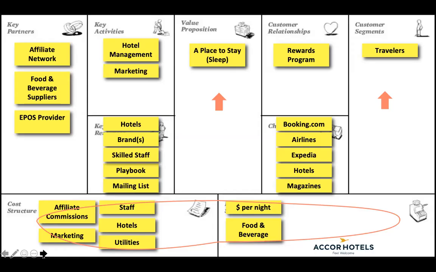The revenue part is similar to the airlines as well. It's a pay per night, and there may be some additional services that are offered, such as food and beverage that people would consume on the fly.